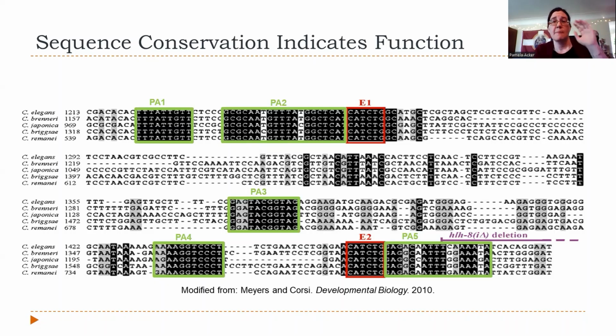Because since those black shaded boxes indicate that sequence is conserved across all 5 of those species, that's telling me that is a very important sequence. That is a necessary sequence for these organisms to grow and develop and do what they need to be doing. And that is definitely going to be a good place to look for functionality in the genome. Okay.